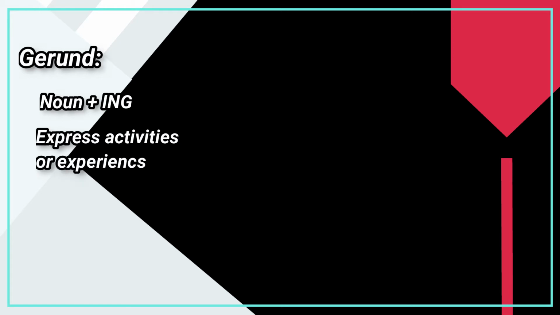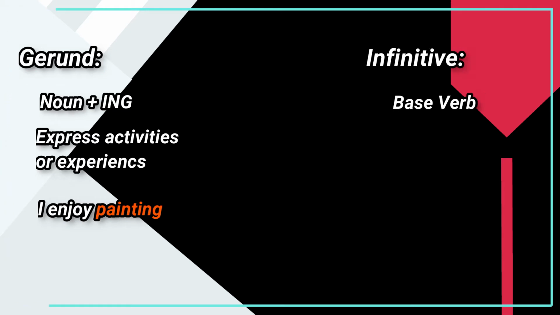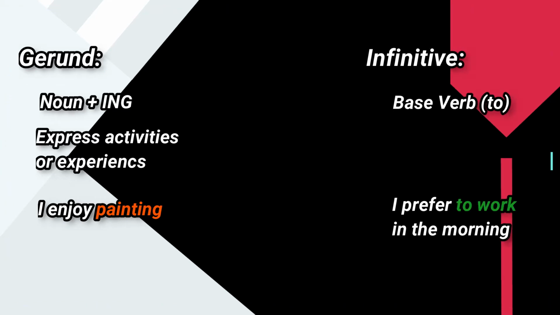So let's do a very brief recap about what is a gerund and what is an infinitive. A gerund is a noun form of the verb plus ing. It is used after certain parts of speech to express activities or experiences. I enjoy painting. The infinitive is a basic form of the verb. I prefer to work in the morning. One is a noun, one is a verb. Simple, right? In the previous video, we talked about when you can only use a gerund or only use an infinitive. Now, let's take a look at when you can use either.